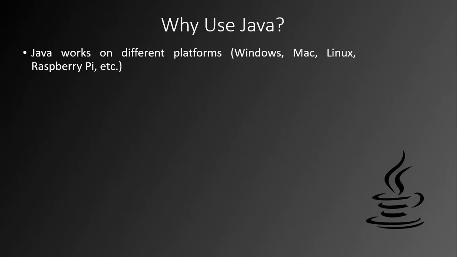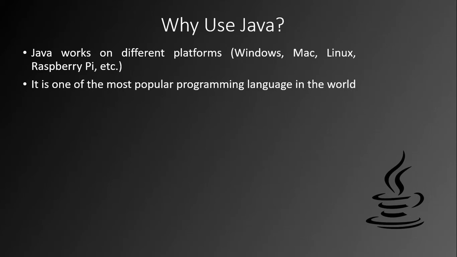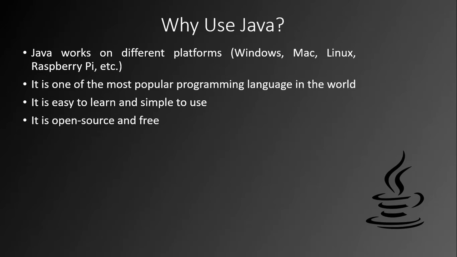And the next thing we have to know is why we should use Java, because there are plenty of other programming languages which you can use. Java works on different platforms. In any operating system, you can run Java. It doesn't have any limitations, and it is one of the most popular programming languages in the world. It is easy to learn and simple to use. You can learn it easily, and its implementation is also very simple. It is open source and free.